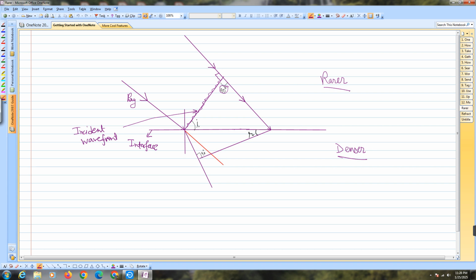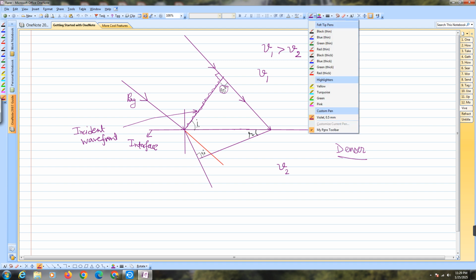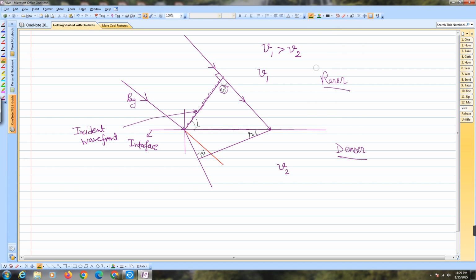Let us consider the speed of light wave in medium 1 is v1, and the speed of light wave in medium 2 is v2. As we know that medium 1 is rarer and medium 2 is denser, we can write that v1 is greater than v2, as light always travels slower in a denser medium. Now, I'm just changing the color. This is the distance which can be written as v1t, the distance traveled by a point on the wavefront.